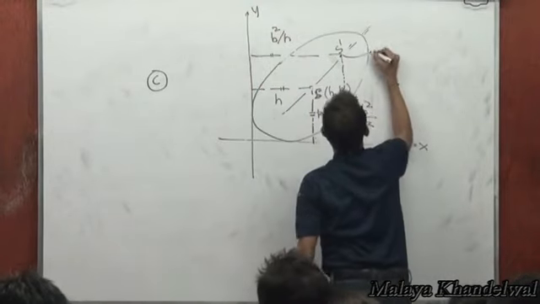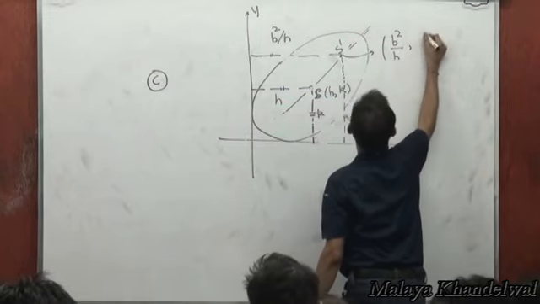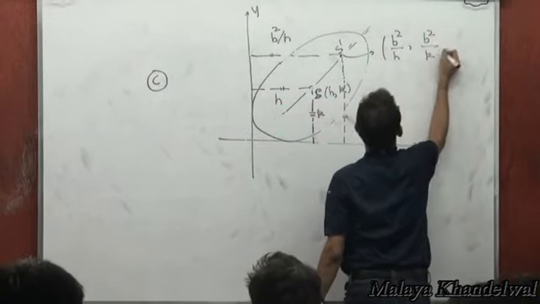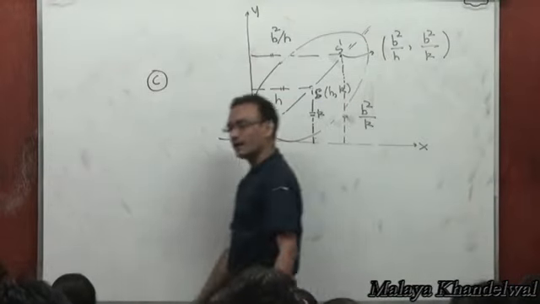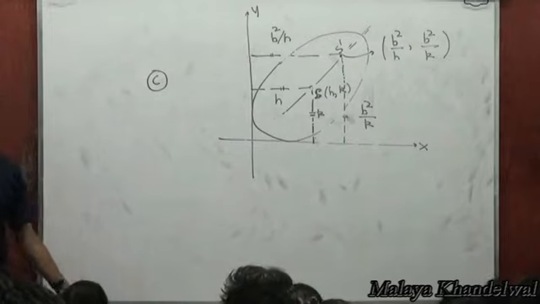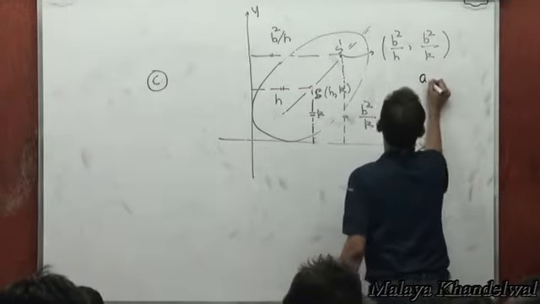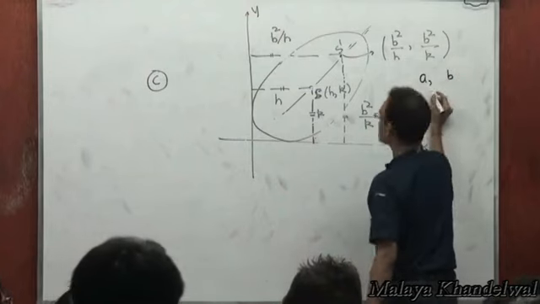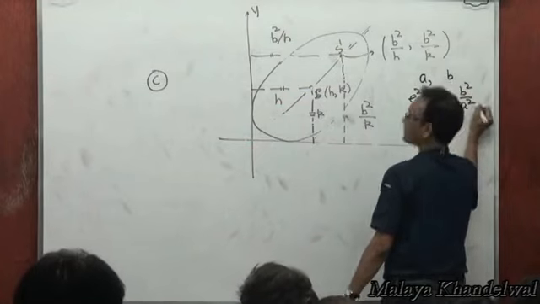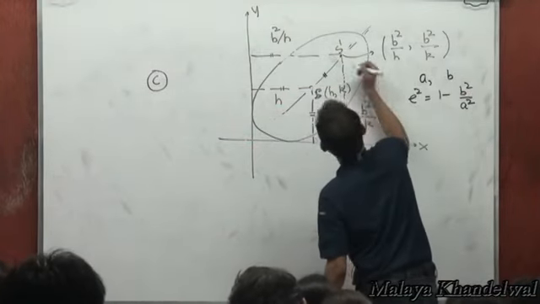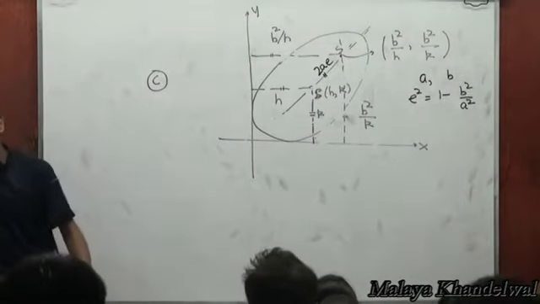Which means the coordinates of S prime would be (b squared by h, b squared by k), the coordinates of the other focus. If one is (h, k), the other one would be (b squared by h, b squared by k). Now, very clearly, if a and b are the semi-major and the semi-minor axis, then the eccentricity of the ellipse would be 1 minus b squared by a squared. And the distance between the two foci would always be 2ae. It's going to be 2ae.